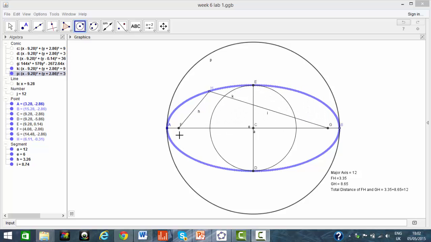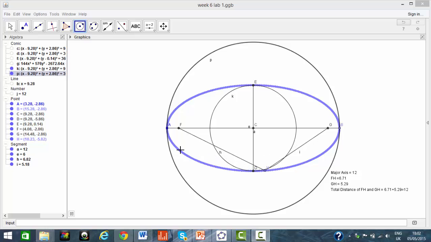But I made this to prove to you that the distance from F down as far as H, which is rotating around our ellipse, back to G will always equal the length of our major axis. So here F and G are our focal points and H is a point on the curve.